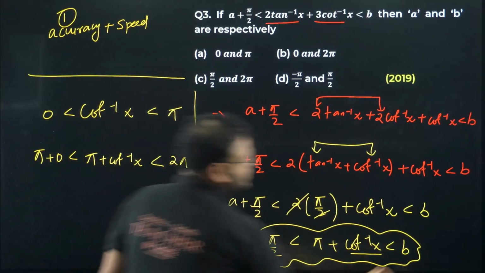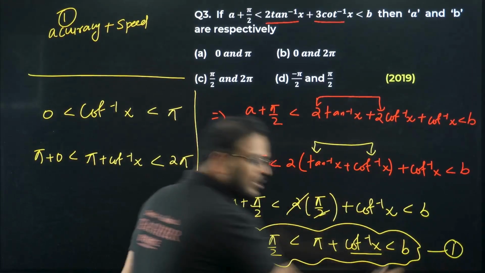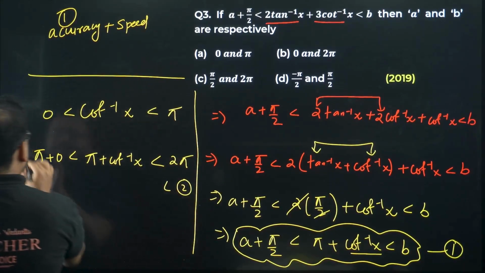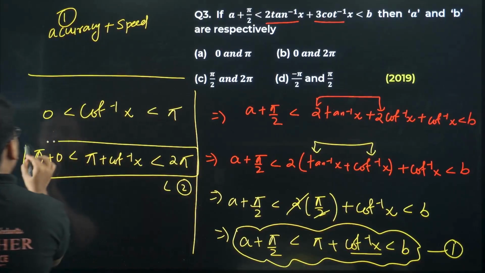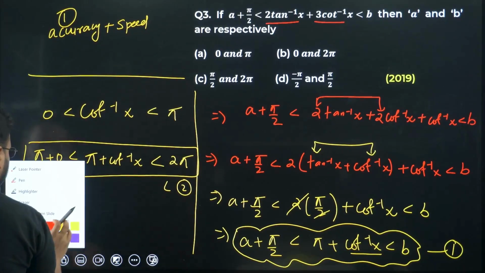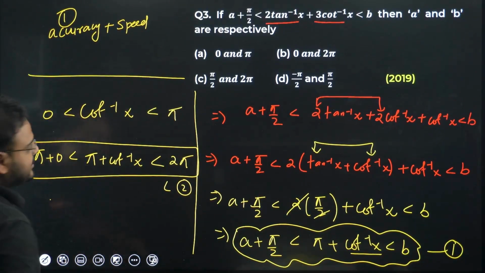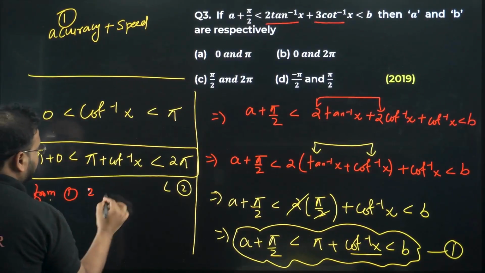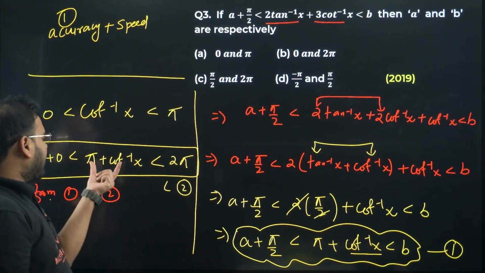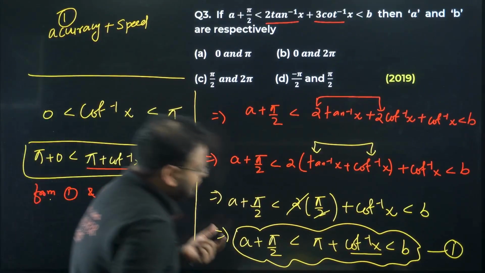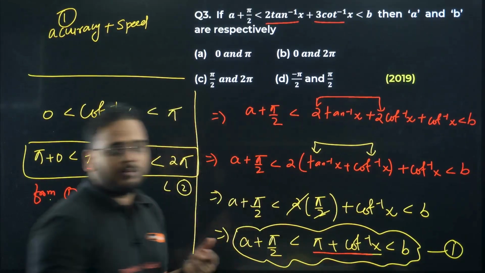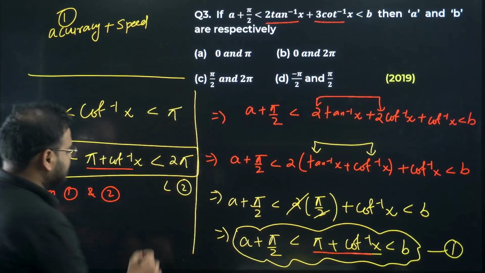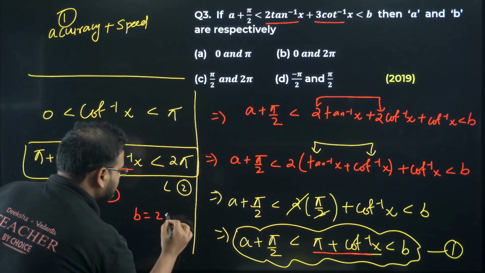This is my condition number 1, and this is my condition number 2. Compare 1 and 2. Please check. Pi plus cot inverse of x is over here, and pi plus cot inverse of x is over here. This side we have b, this side we have 2 pi. It means simply b equals 2 pi.